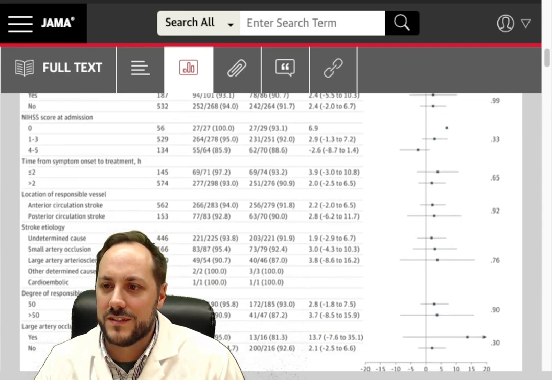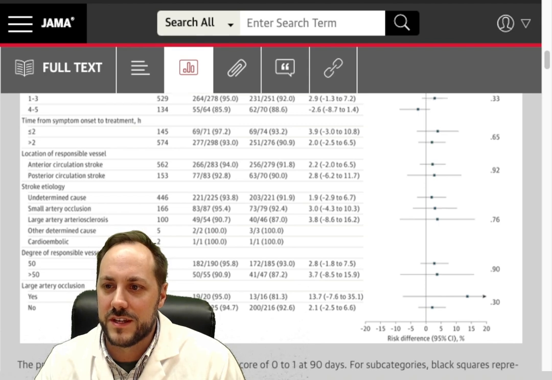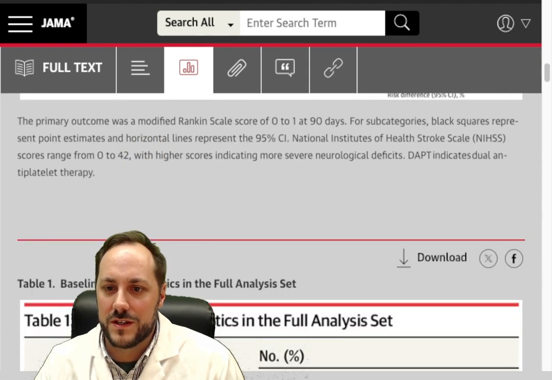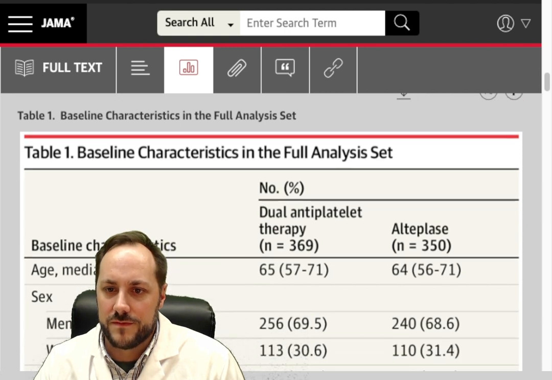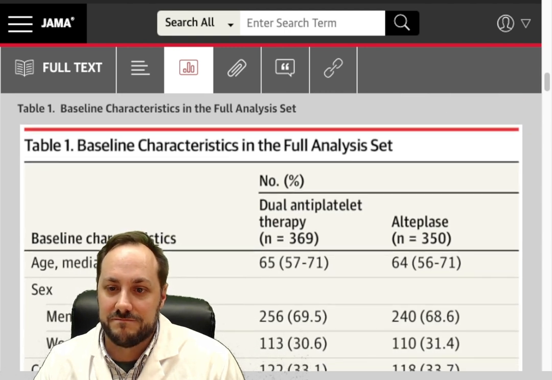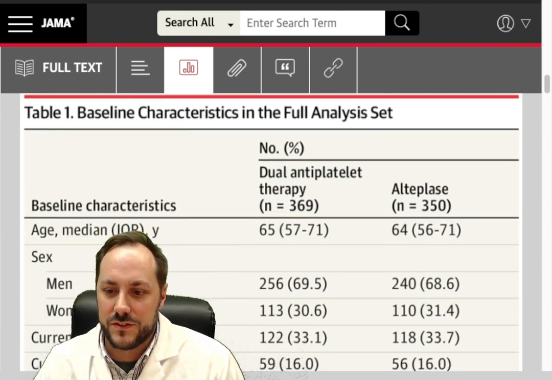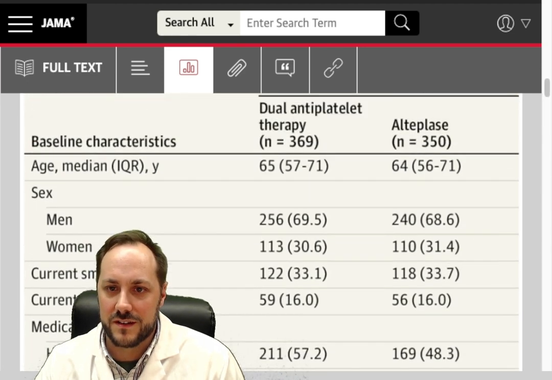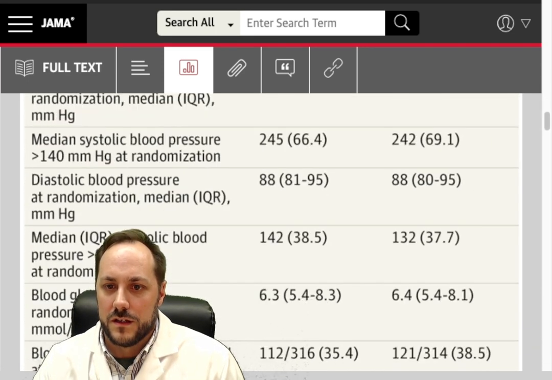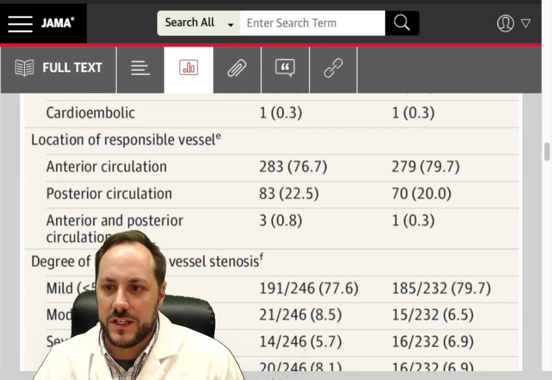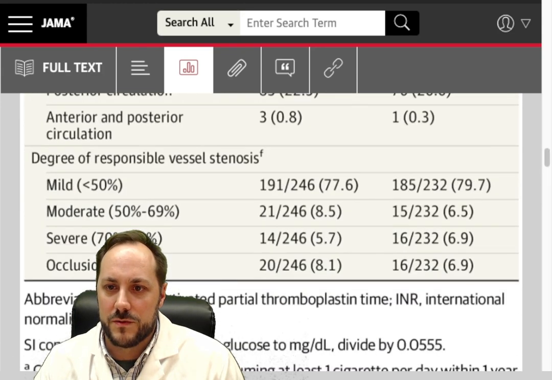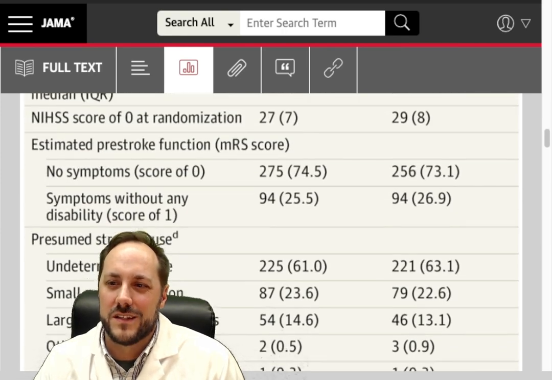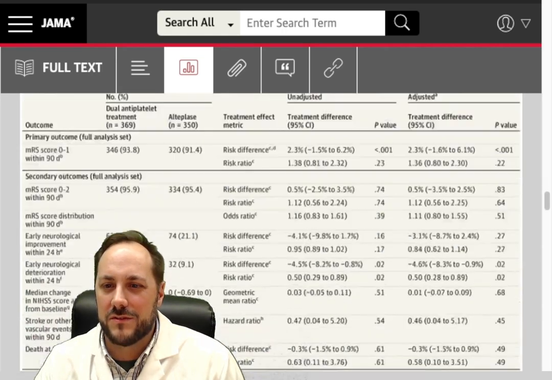So you can't really say with absolute certainty. There was just a slight trend toward better with dual antiplatelet. So you could make a strong argument to avoid alteplase compared to dual antiplatelet therapy for these non-disabling strokes is kind of the takeaway. But then you kind of go through here and you want to think, oh well, is there a certain subset beyond that we should really be picking out? And it really doesn't look like it.